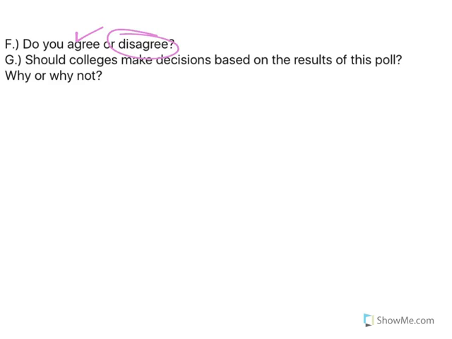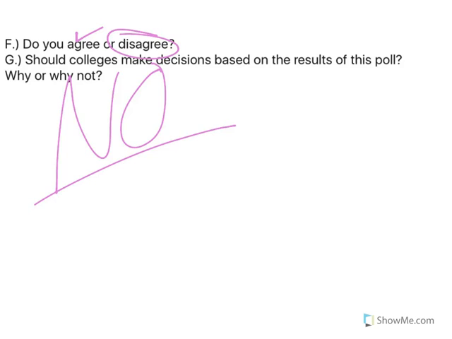I disagree. Should colleges make decisions based off this poll? I'm going to go with no. Of course students think that you should get away with final exams. Who wants to take a final exam? Not me, right? Nobody does. So no, colleges should base their decisions on actual data, not student surveys.